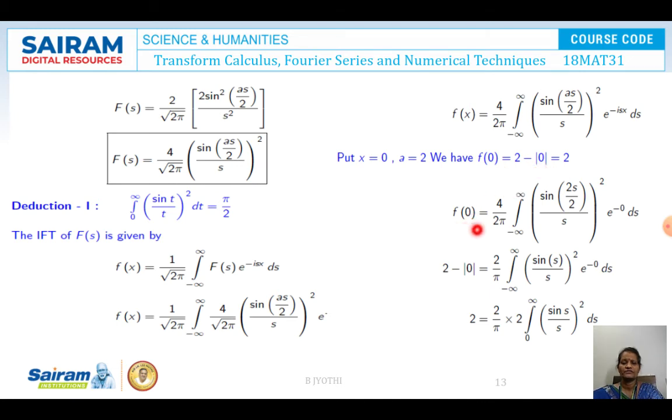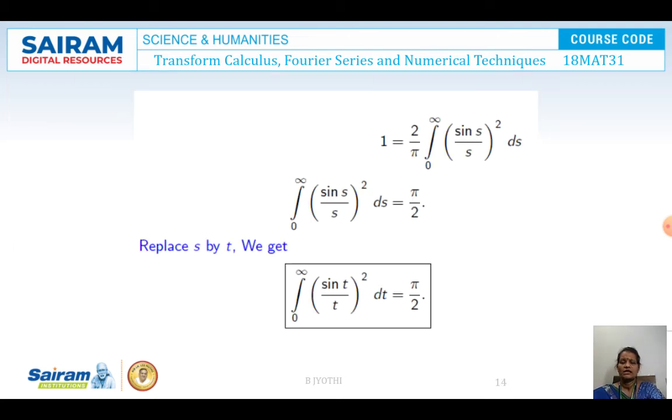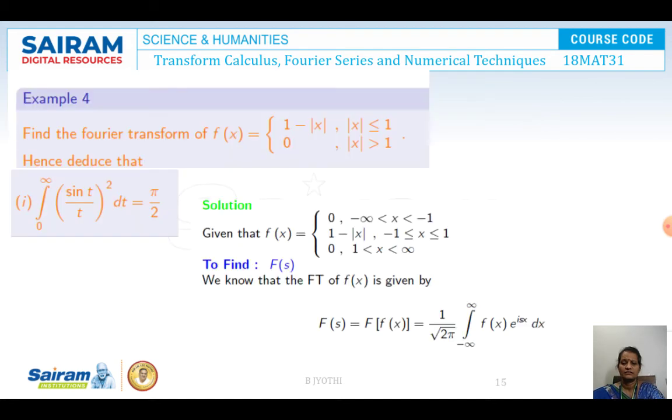And therefore 2 is equal to 4 by 2 pi integral from minus infinity to plus infinity of this, and e power 0 is 1. And therefore sin s divided by s, whole square, into ds we are getting. Now 1 is equal to 2 by pi integral of sin s by s the whole square ds. When you put s as t, we get the required result.